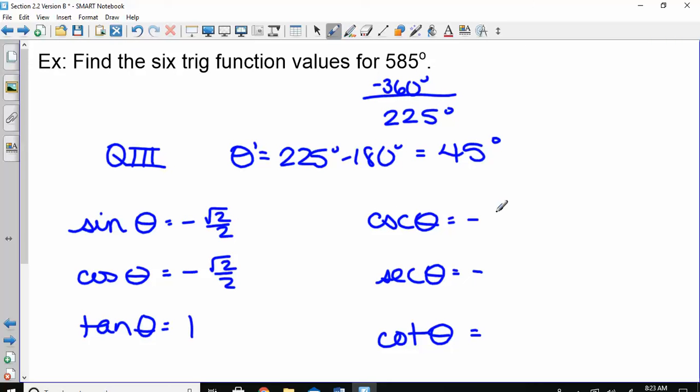And then for the others, we just do reciprocals. So if I did the reciprocal of negative radical 2 over 2, you have to get the radical off the bottom. And those 2's drop, so we just get a negative radical 2. So secant would also be the same thing, and cotangent would be the same thing as tangent. So far, so good?